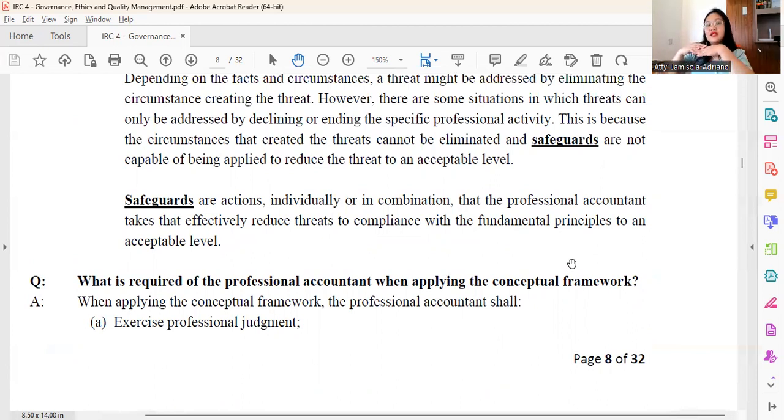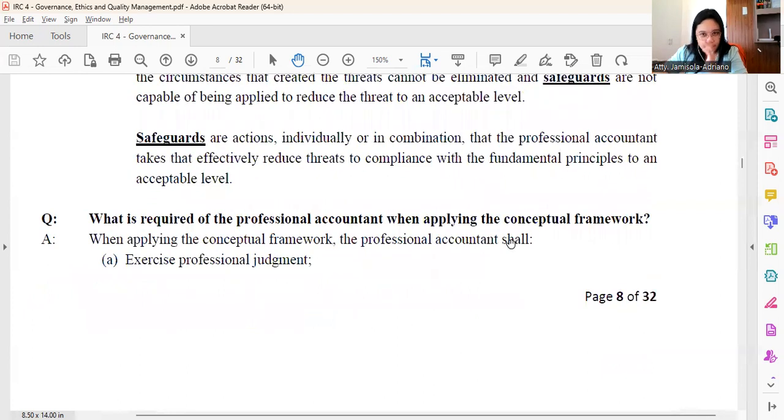So if this is your acceptable level and the current level of your threats is this much, you want to apply safeguards. So once you apply the safeguards, you will now be able to reduce the threats to an acceptable level. But there are other threats where, despite the fact that you have applied safeguards, the threat has not been eliminated. The threat has not been reduced to an acceptable level. So what you would do now is to eliminate it. If you can eliminate it without stopping the relationship, do so; or if you cannot eliminate it without stopping the relationship, then stop the relationship or sever the relationship. Okay.